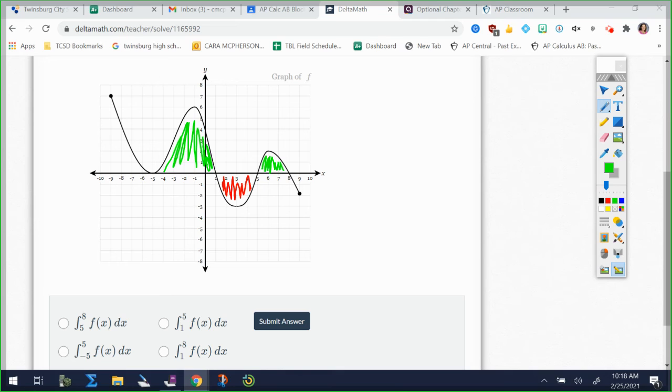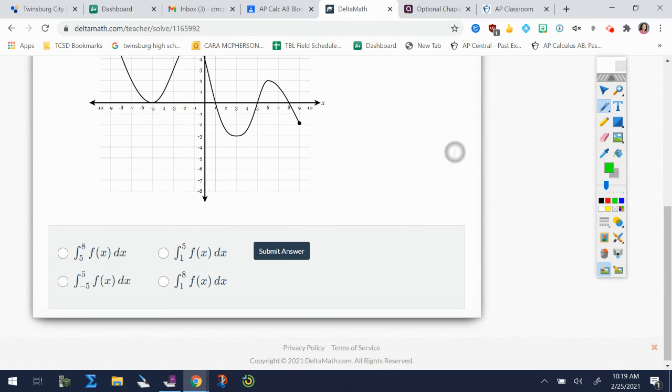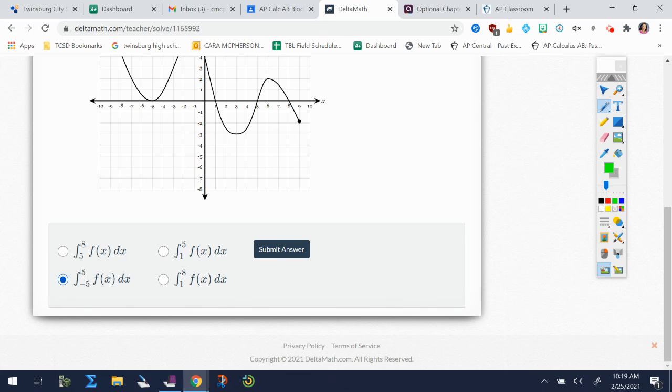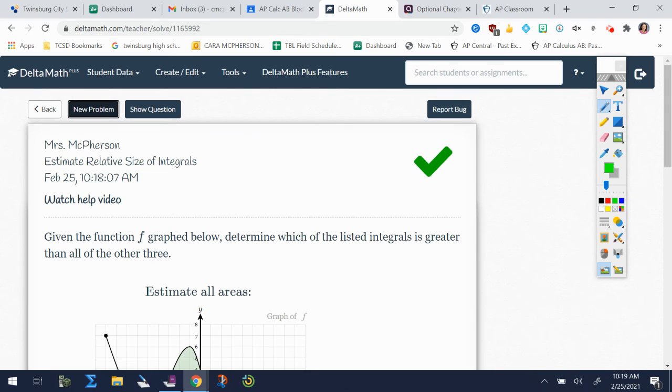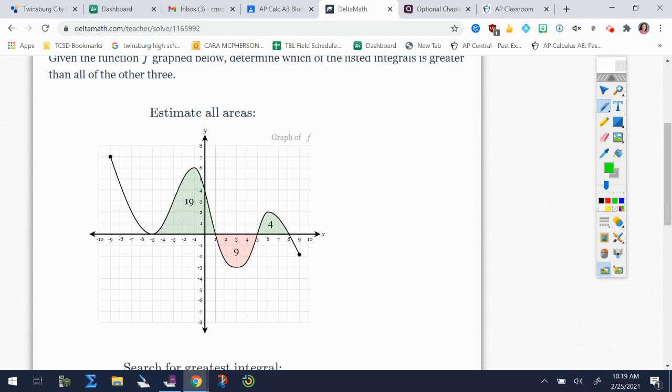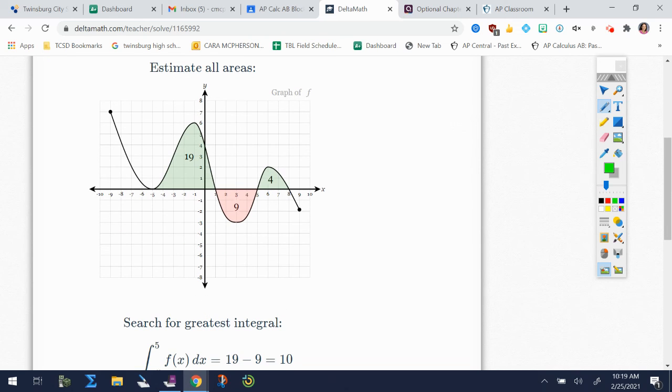Then if I do 5 to 8, which one was it? Oh, that's much smaller. Let's see. So 1 to 5, we have 1, 2, 3, 4, 5, 6, 7, 8. Now, I still think negative 5 to 5 is the biggest. If I'm wrong, I'll try again. There we go. And oh, my approximation was pretty good. I said it was around 20. It says it was 19.